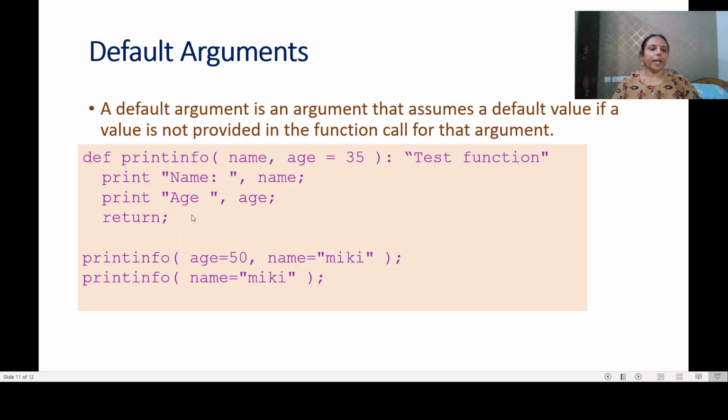So here we are printing name and age. In the first call to print information, I am passing age is equal to 50 and name is equal to Mickey. So it will print Mickey and 50. But in the second call, I am passing only name, not the age. So if I don't pass anything for the age, then by default it will take it as 35. So that is the output we will get. For the first call, you will get name Mickey, age 50. But in the second call, you will get name Mickey and age is equal to 35 because we didn't pass that parameter.